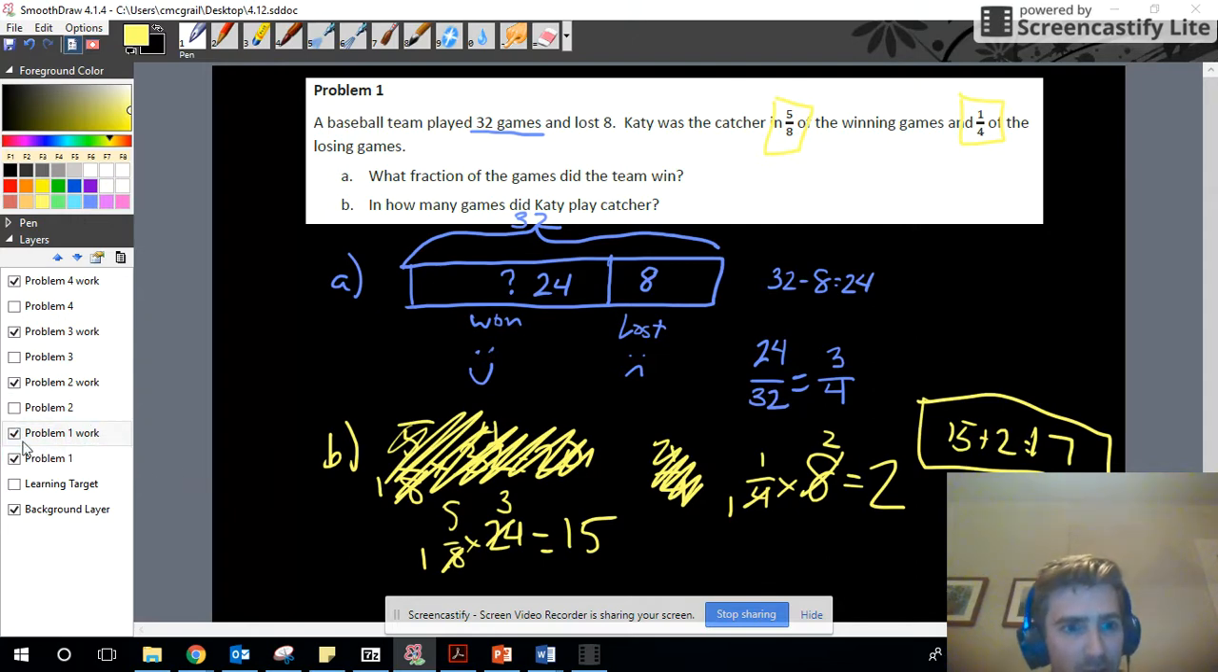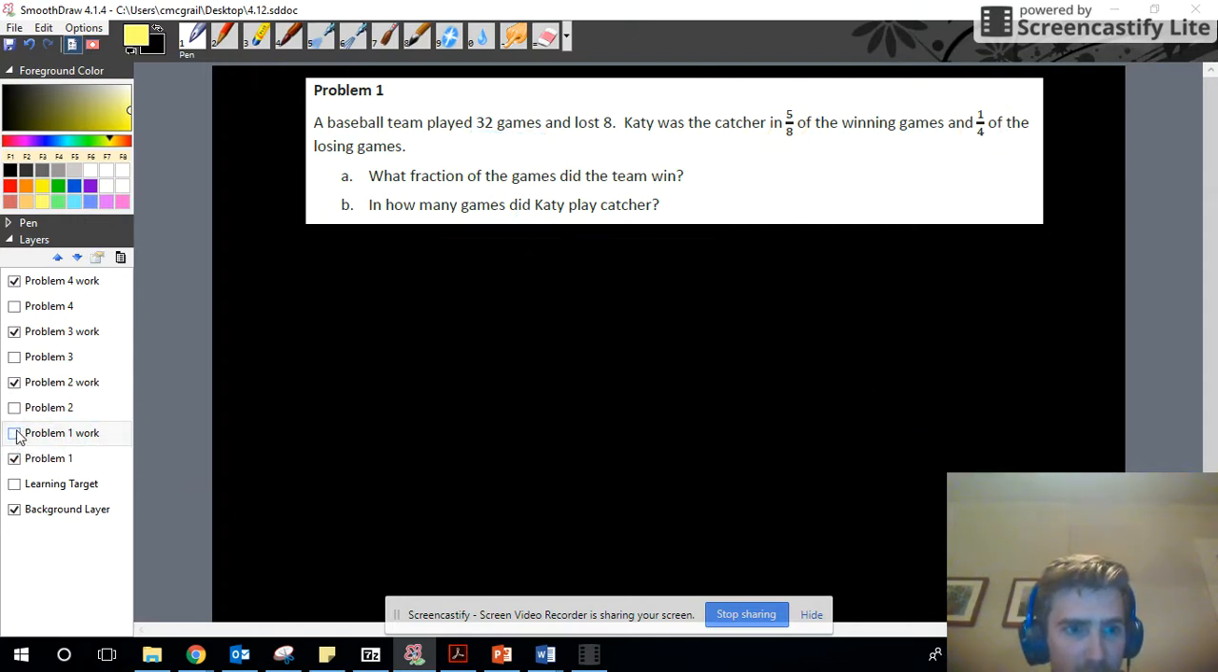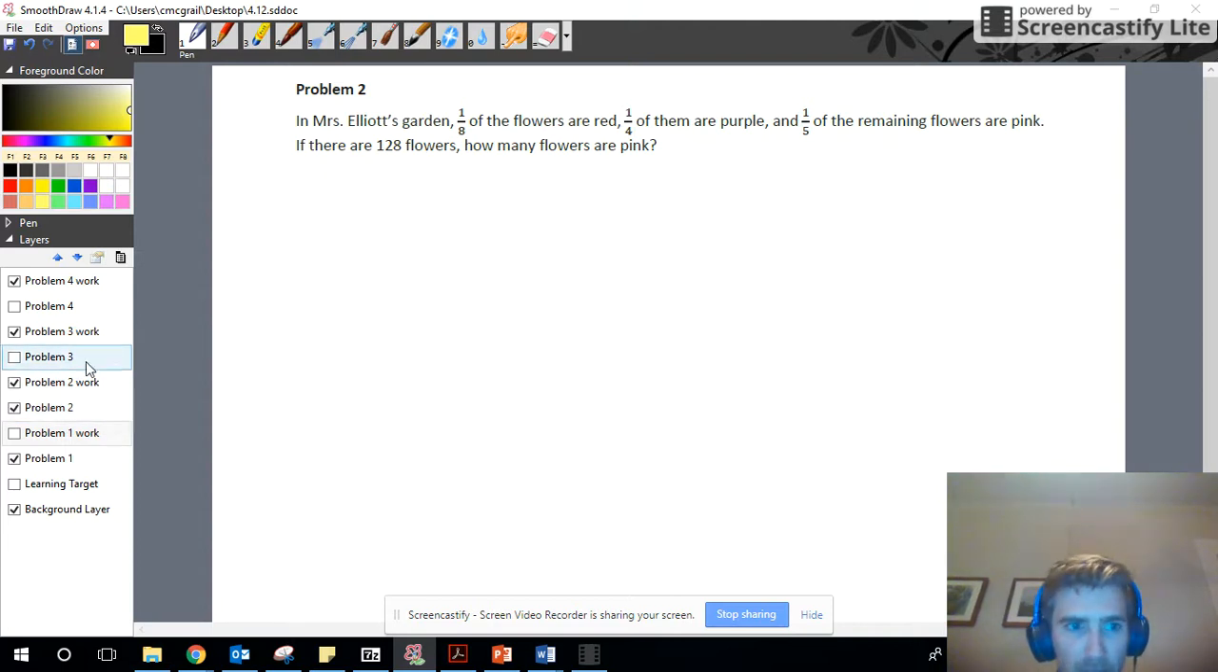Let's take a look at problem number 2, and I will make this one go much more smoothly. Problem number 2. In Mrs. Elliott's garden, 1/4 of the flowers are red, 1/4 of them are purple, and 1/5 of the remaining flowers are pink. If there are 128 flowers, how many flowers are pink?